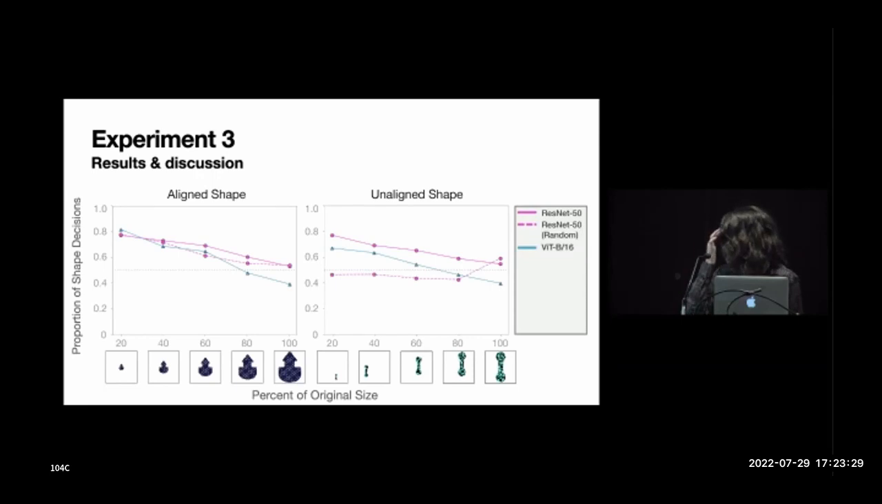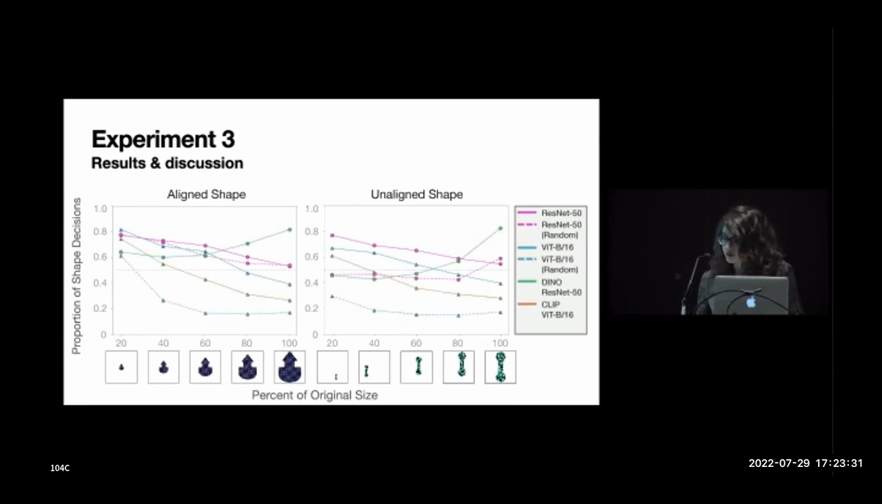And just ticking through these models again, we see that they're somewhat less shape biased compared to experiment 2. And that also across both alignment conditions, most of the models decrease in shape bias as stimulus size increases, with the exception of this self-supervised Dino ResNet 50. And we leave the question as to why that might be to some future work.